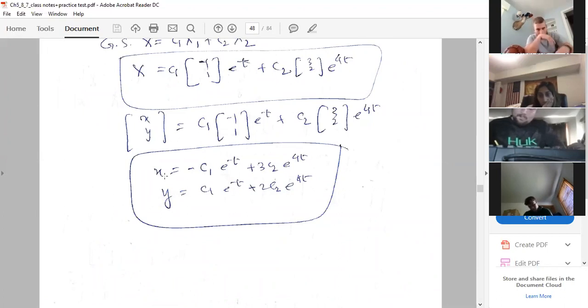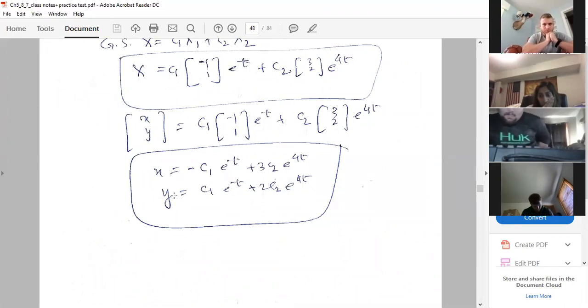Because here x is a function of t, y is a function of t. Suppose I give you that x at 0 equal to 1. So t equal to 0, the left hand side is 1, e to the power 0 is 1, e to the power 0 is 1. So it is negative c1 plus 3c2. So 1 equal to negative c1 plus 3c2.